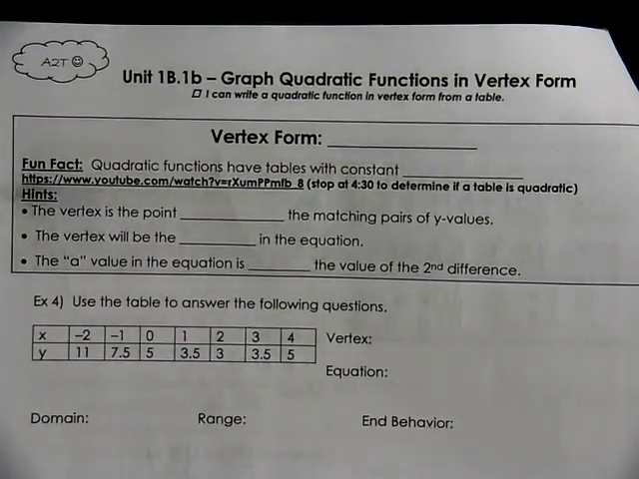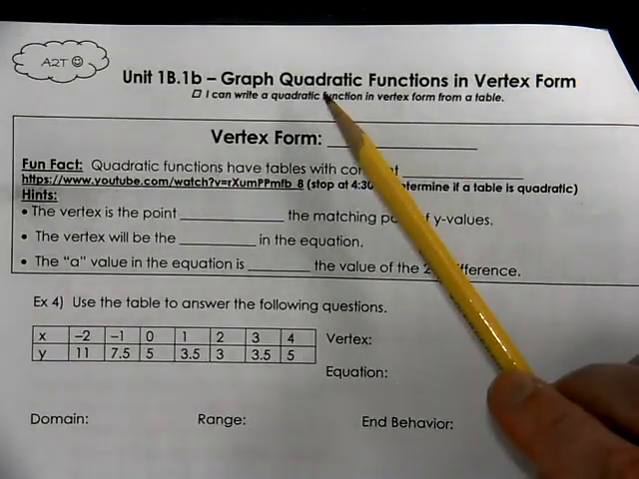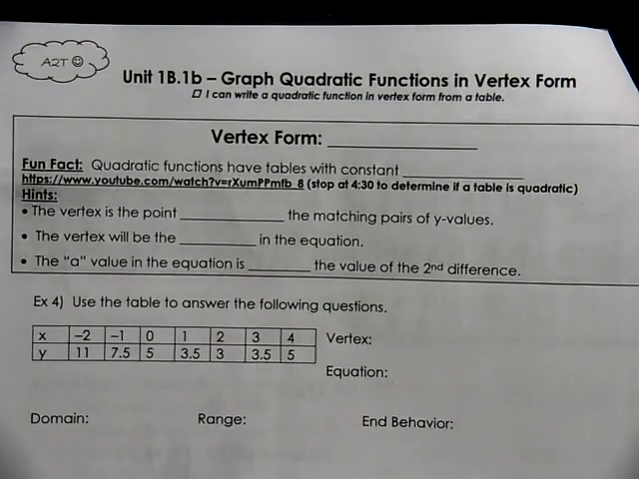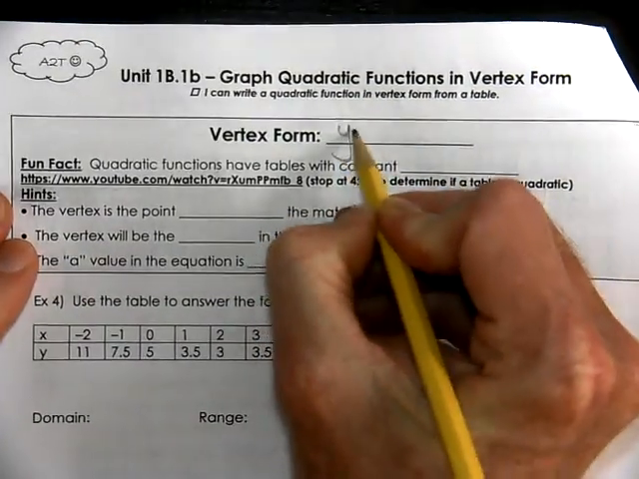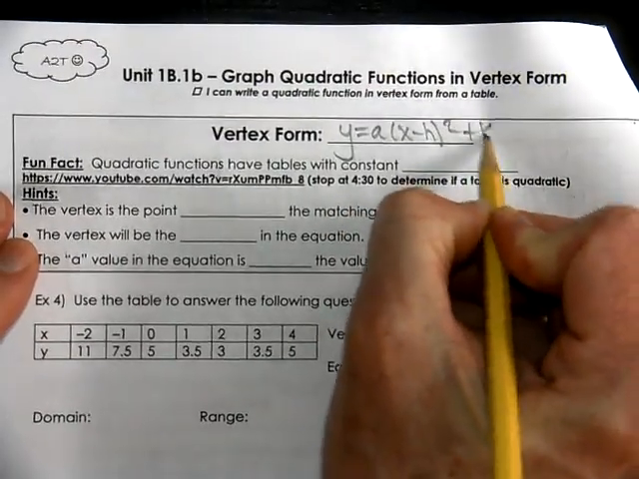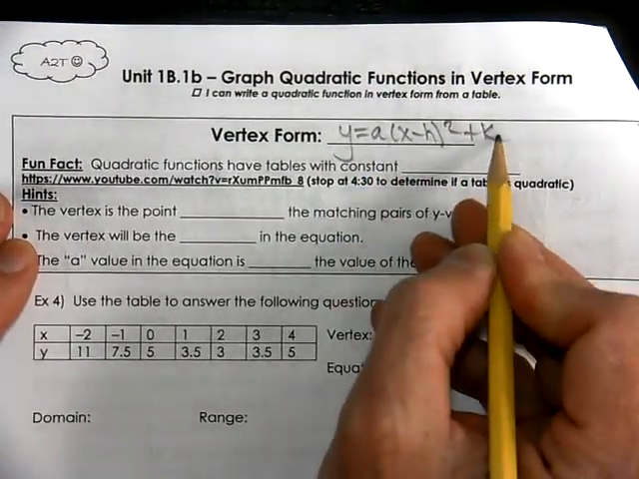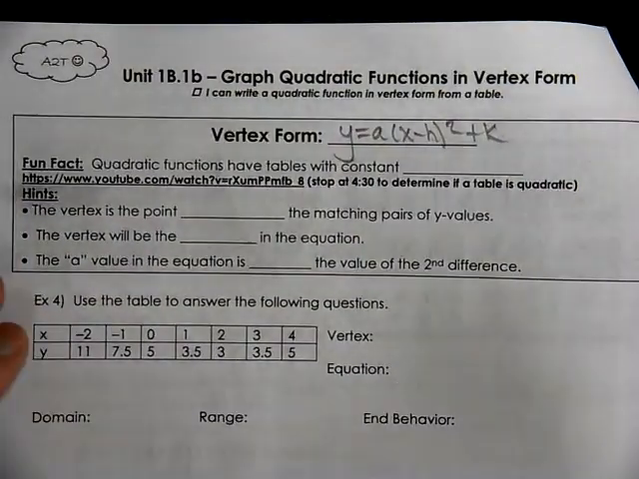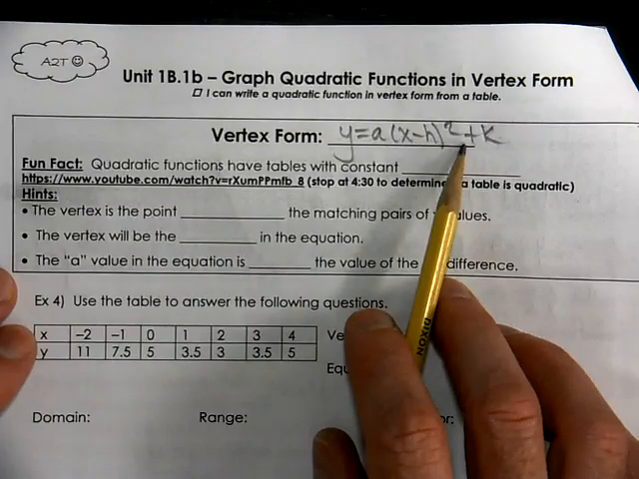This is Algebra 2 and trig, 1B, point 1B. We're talking about quadratic functions, specifically in vertex form. So we know that vertex form has an a value, an h value, and a k value. Those are the parts that we need to make an equation.